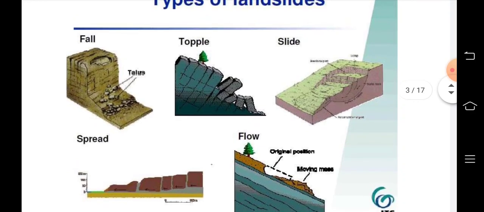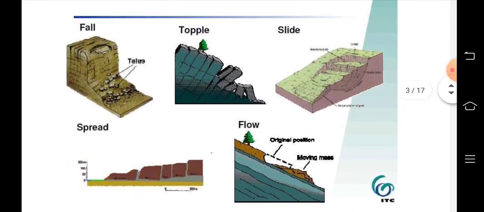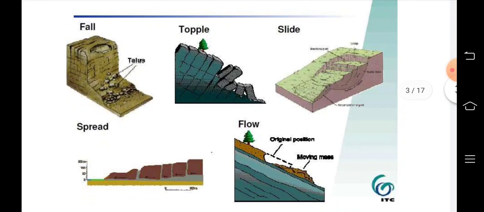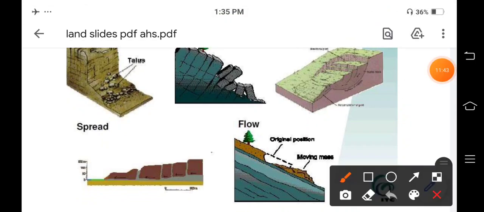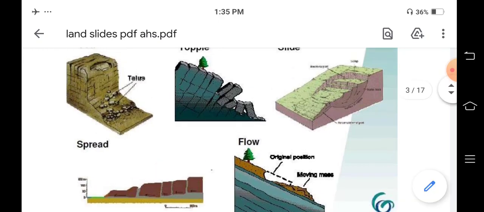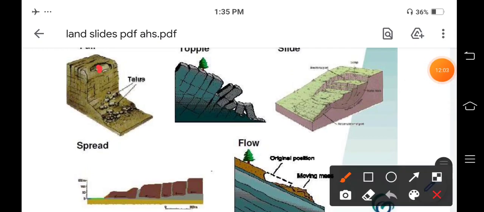So first is called the fall, that is the material that can fall from a certain height. I will show the diagram. This is called the fall. Fall means the mass which is detached from a steeper slope or cliff and descends by pre-fall. The material falls from this side in a downward direction, that is called a fall. It can freely fall from a certain height.